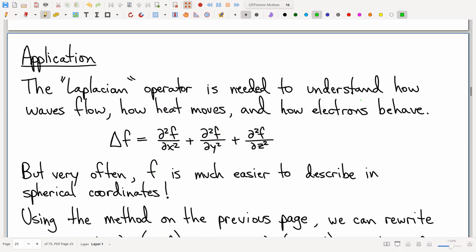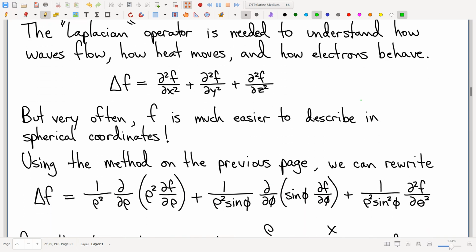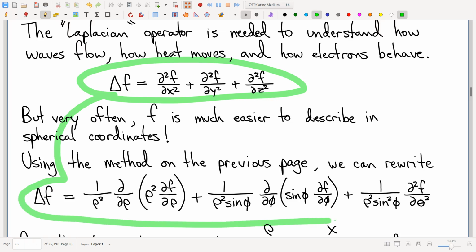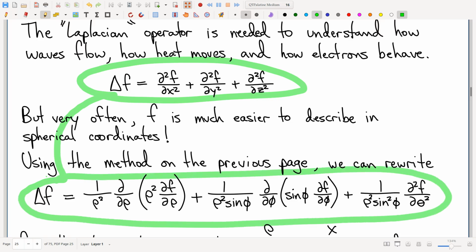And why is something you'll learn about in another class. But why specifically this comes up, that's the physics department's job. So I'm going to make the observation, I'm going to make the claim, that this Laplacian can be rewritten in spherical coordinates like this.